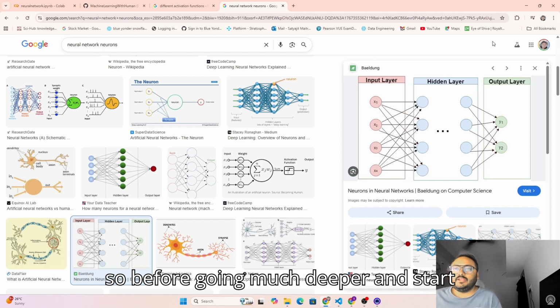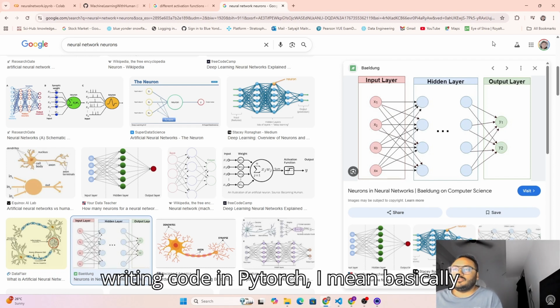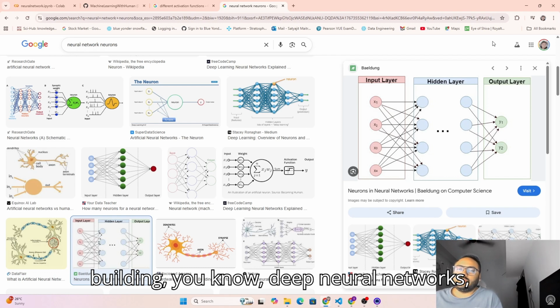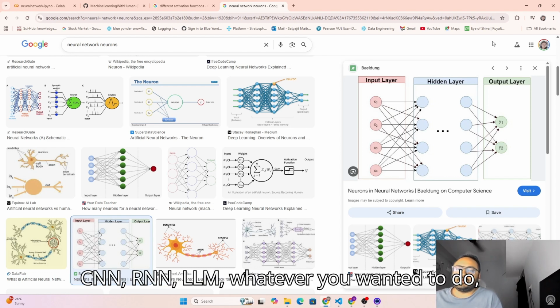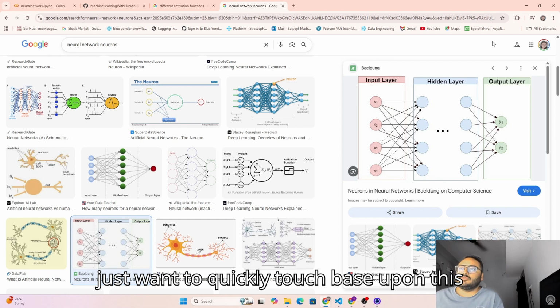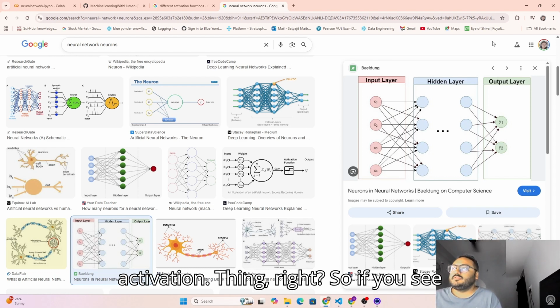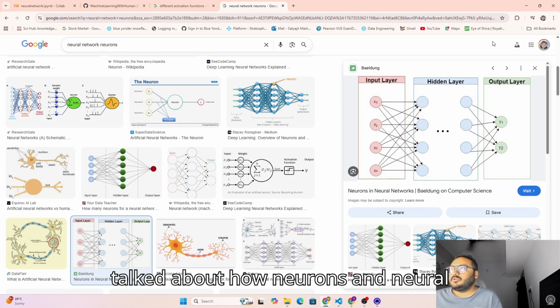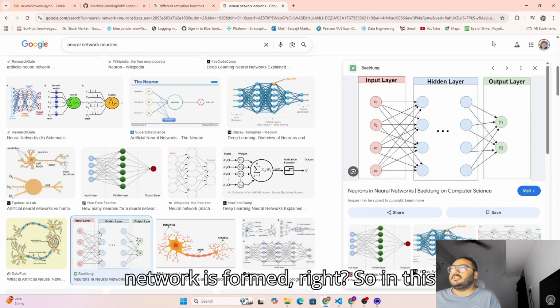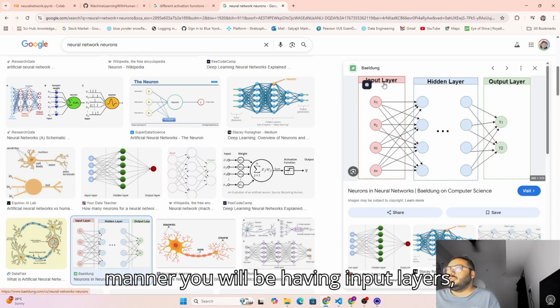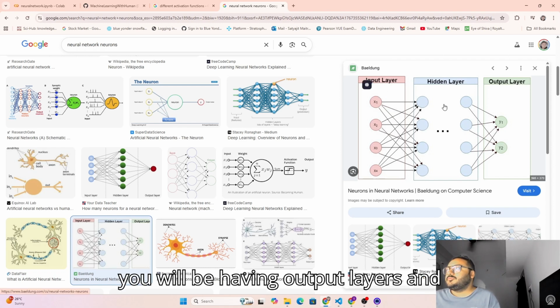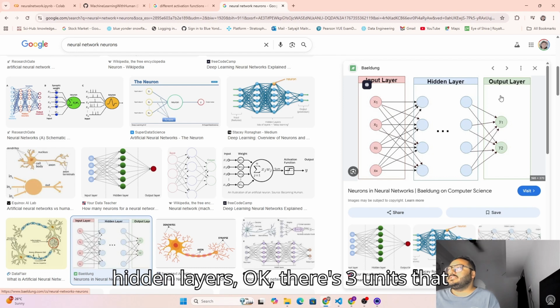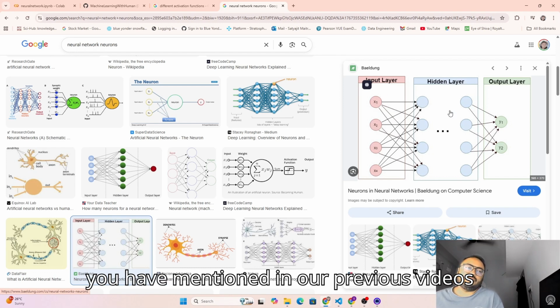So before going much deeper and start writing code in PyTorch, basically building deep neural networks, CNN, RNN, LLM, whatever you wanted to do, I just want to quickly touch base upon this activation thing, right? In our previous videos, we only talked about how neurons and neural networks are formed, right? In this manner, you will have input layers, output layers and hidden layers. These three units we have mentioned in our previous videos.